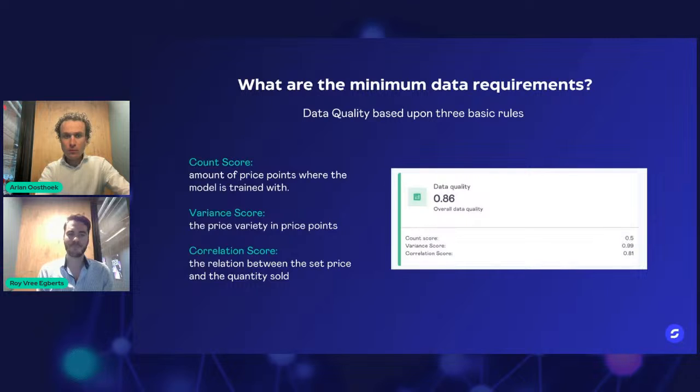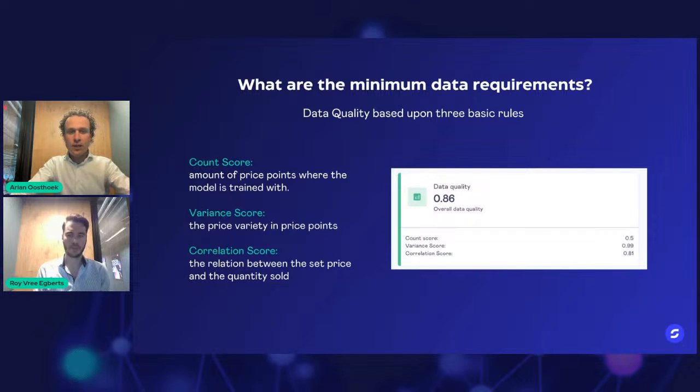Next slide. So I would like to give the floor back to Arjen to discourse more about the parameters we're using. Yes, thanks, Roy. So of course it's about having the right inputs to come to a certain output, and the data itself is being evaluated with the data quality score. This is a feature in Simpson where per product this data quality score is generated, and every product gets a count score, a variance score, and a correlation score, and these metrics together give you the data quality score.